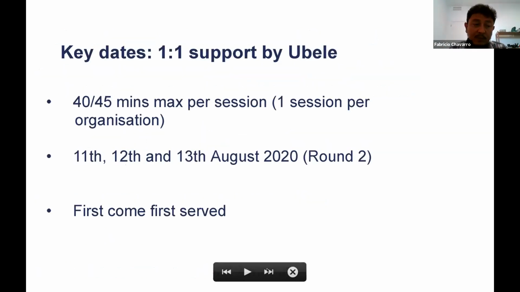You will also need to put together one of the key pieces of paper, which is your cash flow forecast for the next 6 months. So that will be a key document that you will need to supply together with your accounts. Just to stress again the support that UL is providing. As I said, we will be offering sessions of 40-45 minutes per organization between tomorrow and Thursday. So there will be 3 days of one-to-one support for round 2, because the program has 3 rounds. So right now we are in the 2nd round, and the approach and the methodology is first come, first served.